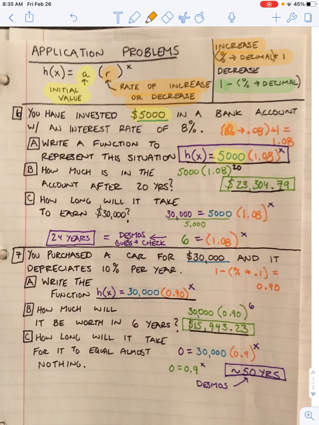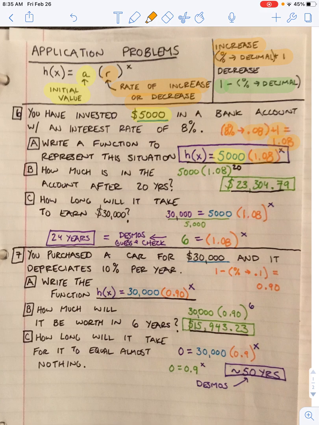So 8%, change to a decimal, move it over 2, 0.08, and then take 0.08 plus 1. So you get 1.08, and that's what we plug in here. So our function is 5,000 times 1.08 raised to the x. For the next part of the problem, it says, how much is in the account after 20 years? So 20 years is our x value.